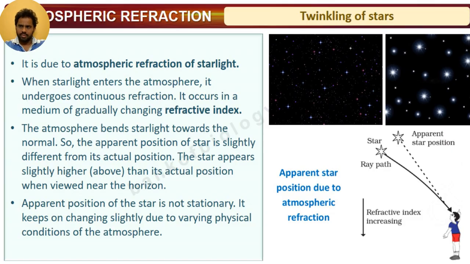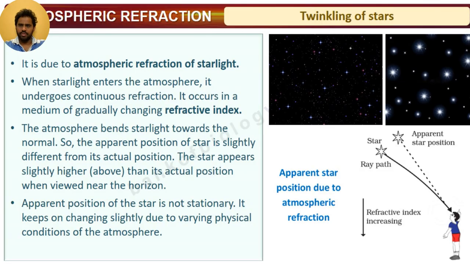And we also understood the formation of rainbow, wherein the tiny water droplets act as prisms. Now let us see the different atmospheric refraction effects that we see in nature in our day-to-day life. Let us start with understanding the twinkling of stars. How does the star twinkle?